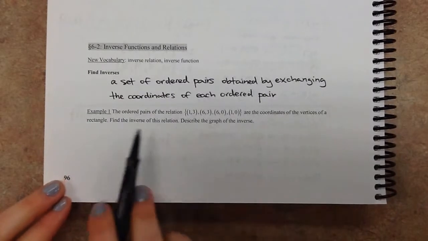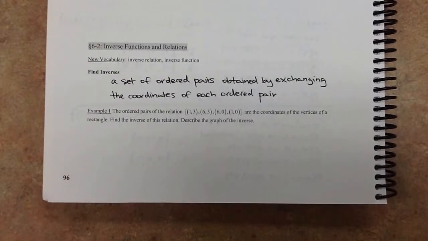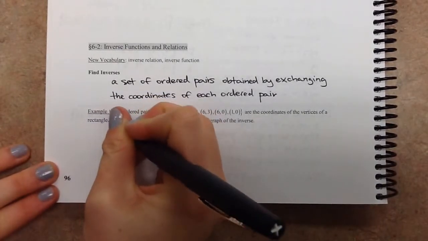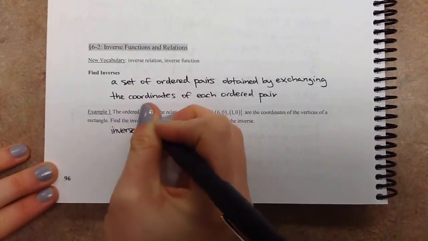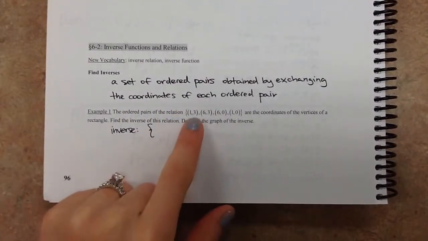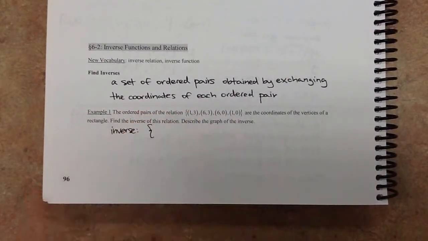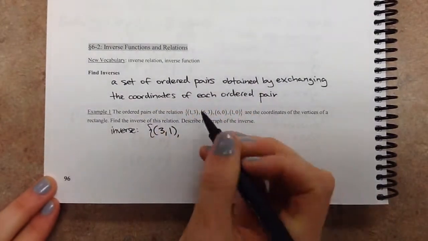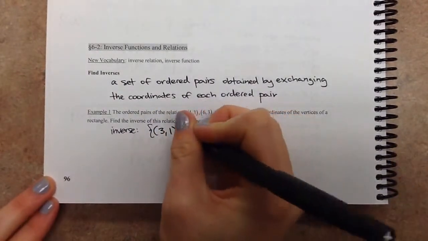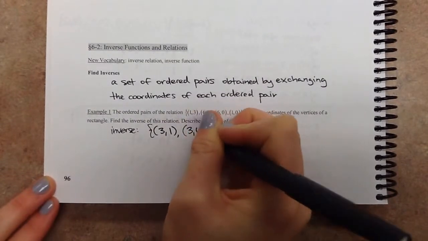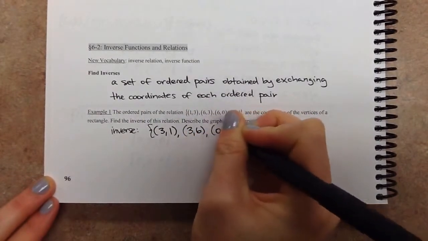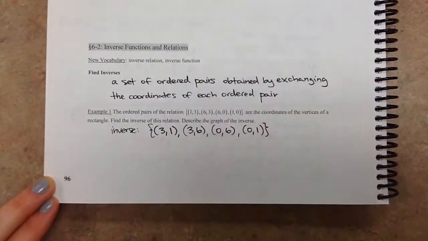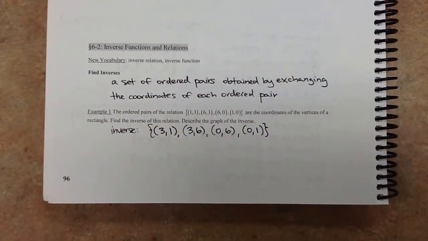So we've got these ordered pairs right here. It says they're the coordinates of the vertices of a rectangle. Find the inverse of this relation. Okay, so the inverse, we are literally just going to take the ordered pairs and we're going to swap them all. So instead of 1, 3, we're going to swap them and they're going to become 3, 1. And the second ordered pair is going to do the exact same thing. Swap the 3 and the 6. Swap the 0 and 6. Swap the 0 and 1. So that's literally what we did, is we exchanged the coordinates of each ordered pair.